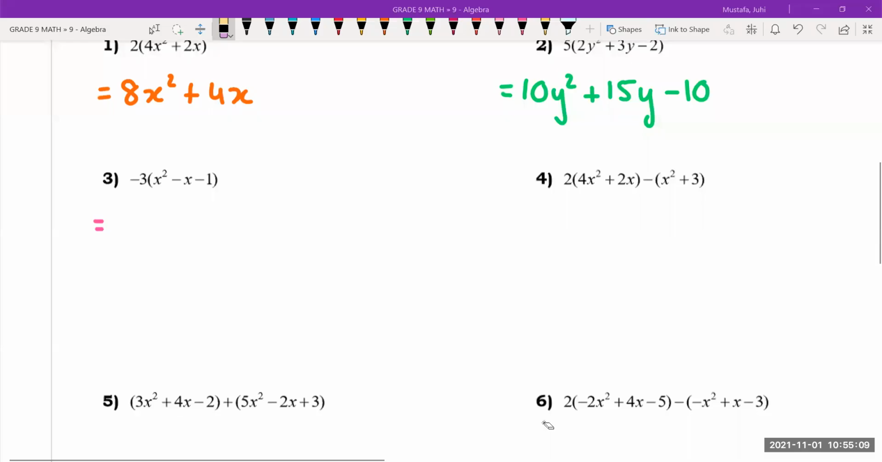All right, you guys, so can I get a volunteer to help me with this question? You're distributing the negative 3 to all of the terms inside the bracket. Stirsha, go ahead. What's negative 3 times x squared?